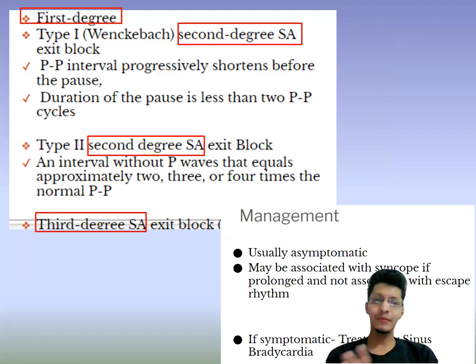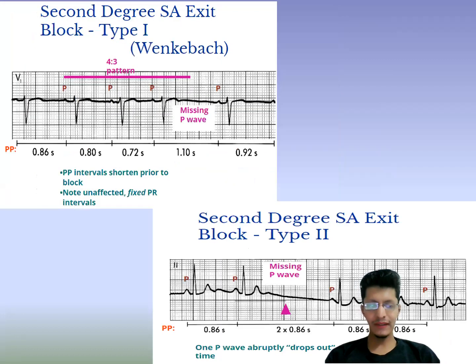Second degree block is similar to the AV block, Wenckebach phenomenon, but there will be a PP interval that will progressively shorten, and the duration of the pause is less than 2 PP cycles. That way it will be more clear when I show you the ECG of this. Then we have a type 2 secondary second degree SA block. In this, there is no PP shortening, and the pauses will be coming at equal intervals. It will be more clear from this ECG.